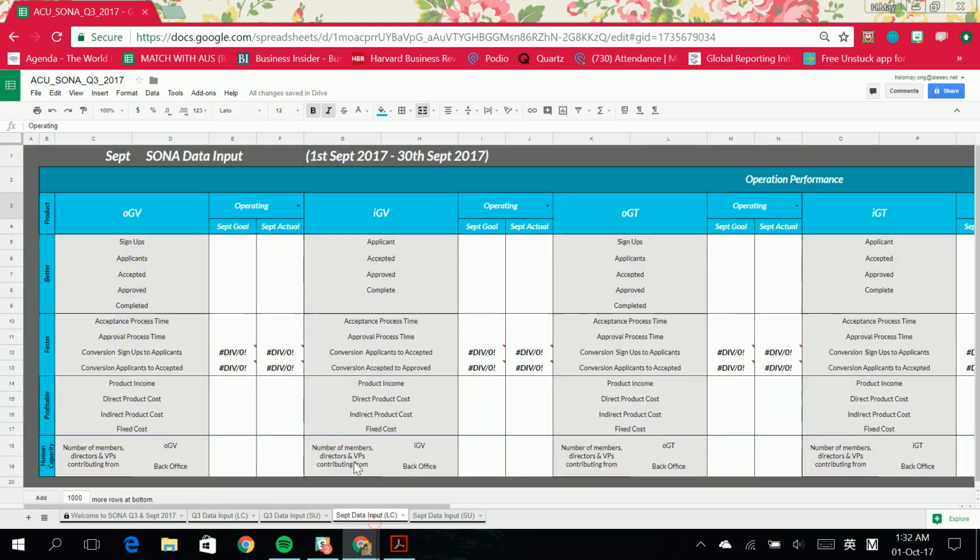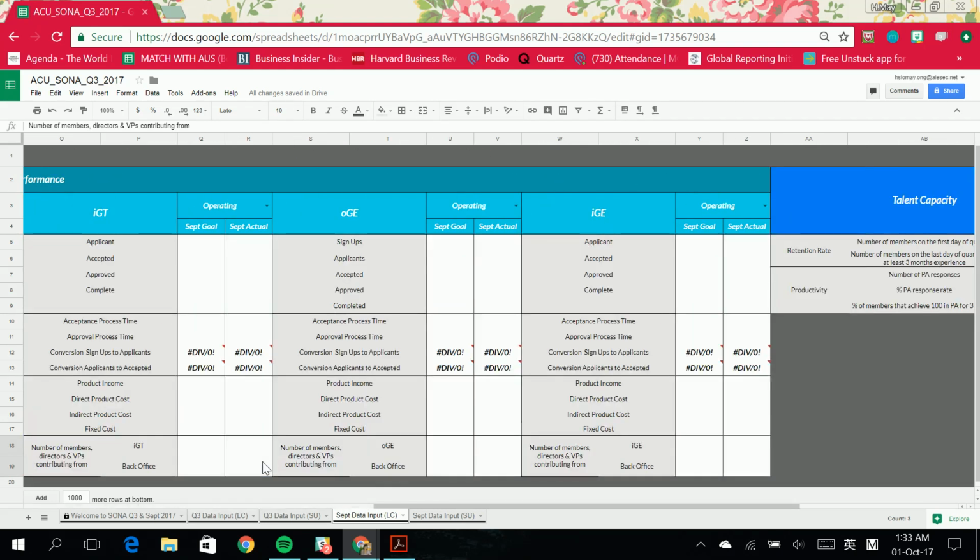So same for September data input. Make sure that all your VPs put the September goal, which means that if right now is September, what's the goal they set to achieve and sign up in September. Ask them to put a goal and put the actual, and they actually need to fill in until process time. Because the conversion is automatically tabulated, they don't have to worry about it. They fill in the number of members as well.